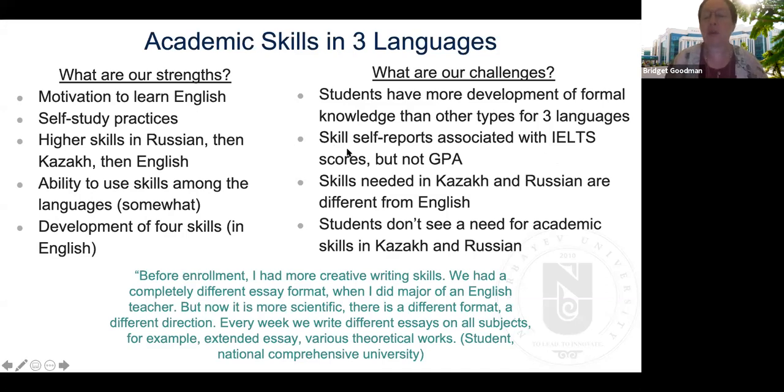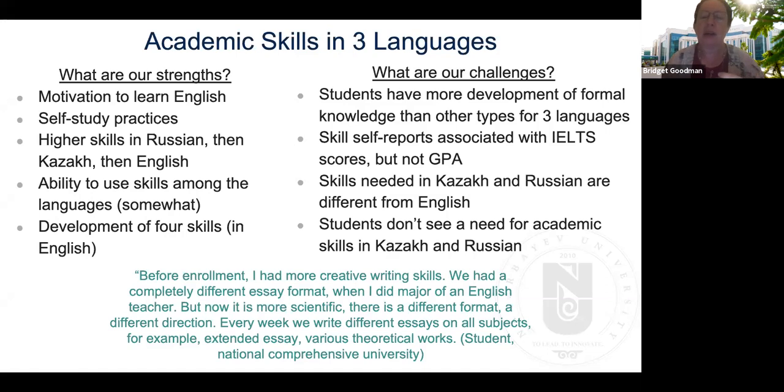The skill self-reports are associated or correlated with IELTS scores. So when we run the quantitative analysis, there's a correlation between what students say they can or cannot do and their IELTS scores, but not their GPA. And what we are arguing, what we are interpreting, is that the grades that the students are getting in the university are not reflecting actual abilities.